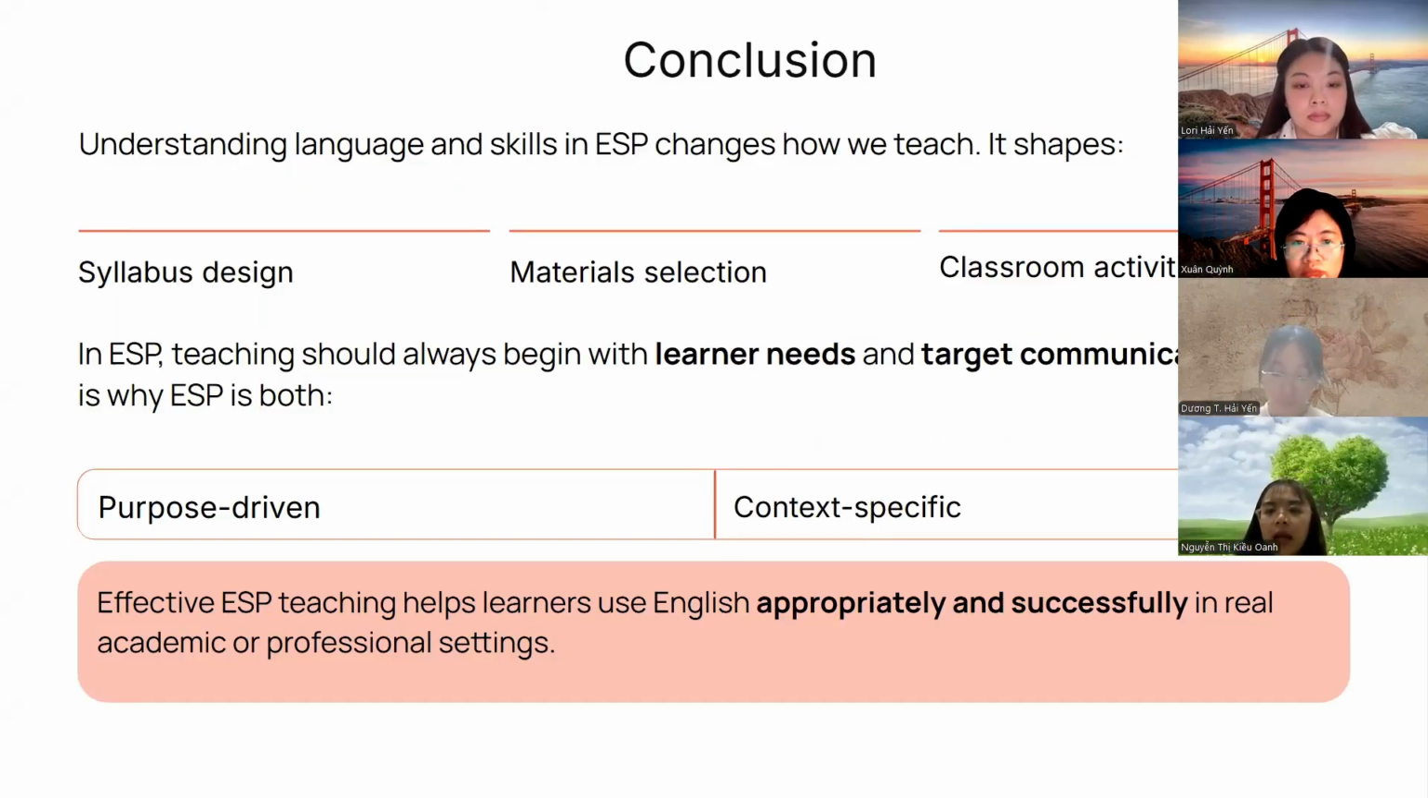To conclude, understanding language and skills in ESP shapes the way we teach in very practical ways. It sets syllabus design, material selection, and classroom activities. In ESP, teaching should always begin with learner needs and target communication. That is why ESP is both purpose-driven and context-specific. An effective ESP course does not simply help learners learn English in general. More importantly, it helps them use English appropriately, confidently, and successfully in real academic or professional settings.